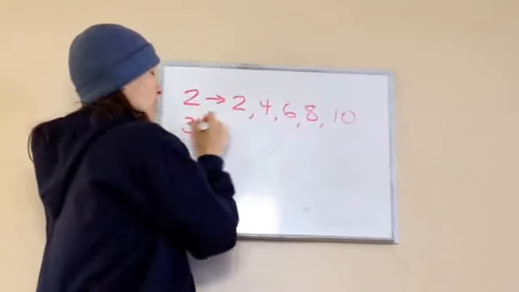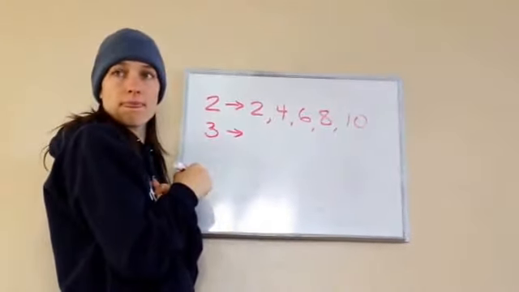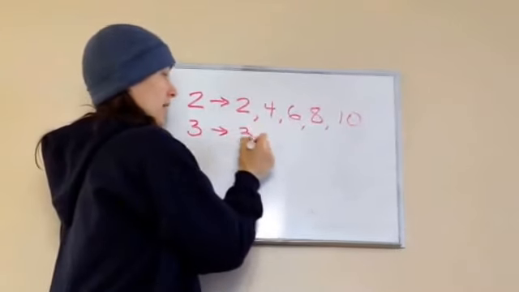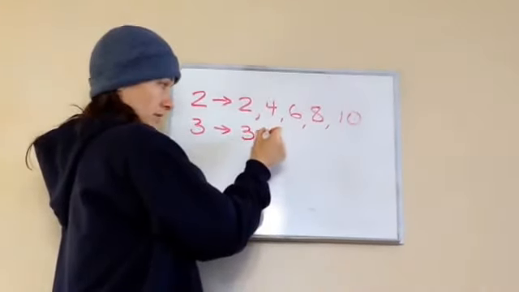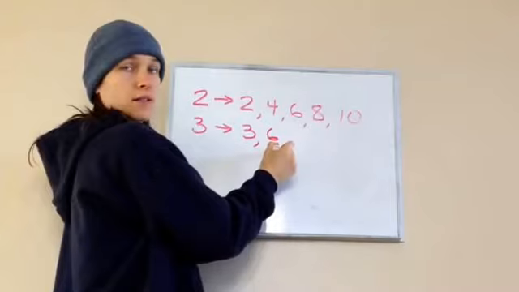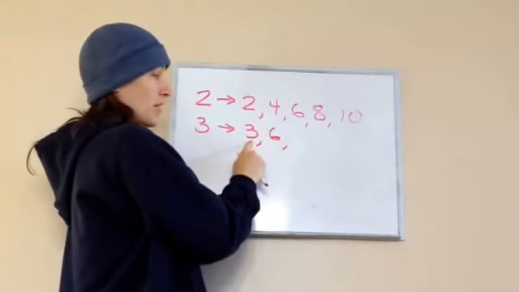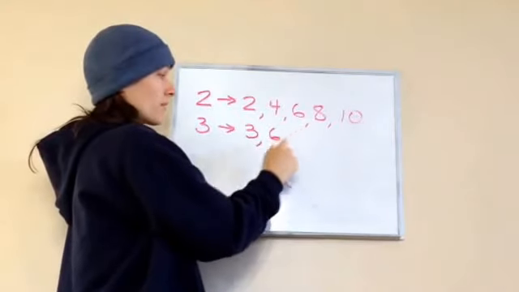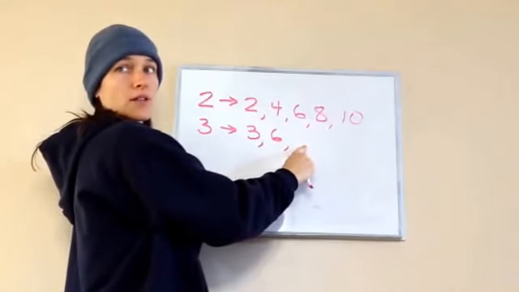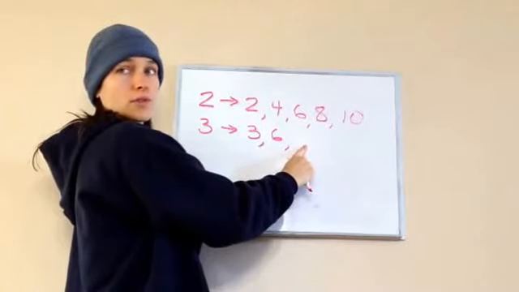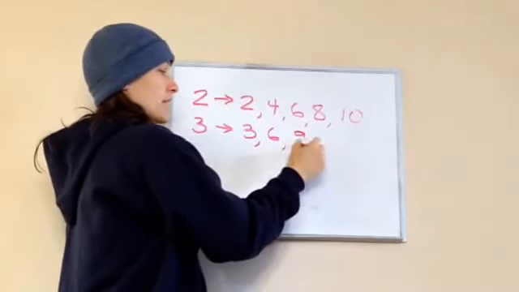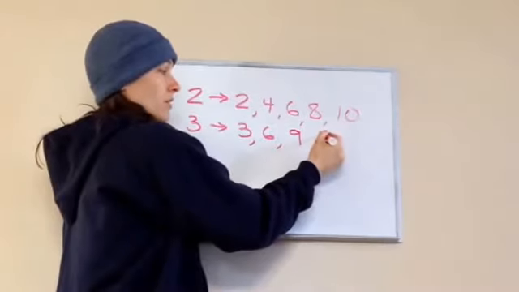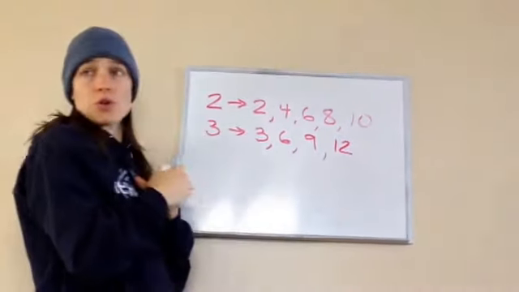Now, what would be the multiples of 3? 3 times 1 is 3. 3 times 2 would be 6. What would be next? 9. Very good. 3 times 3 is 9. 3 times 4 is 12. Okay, and it just keeps going on and on and on.